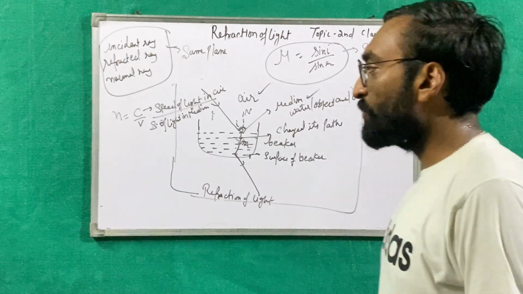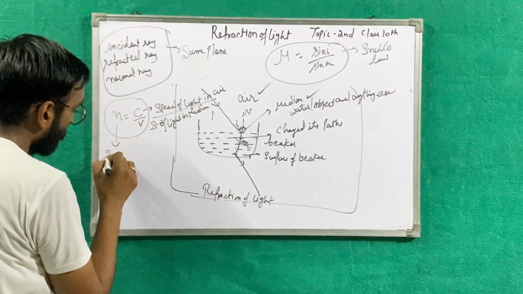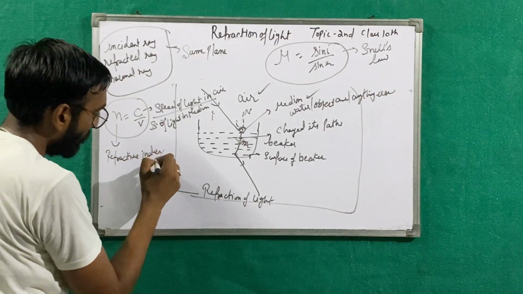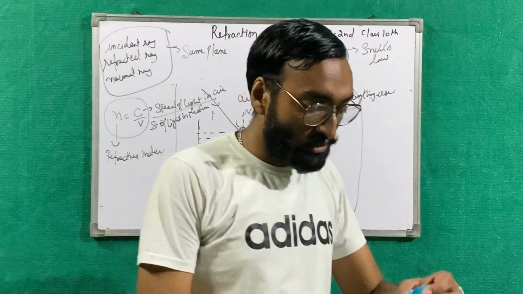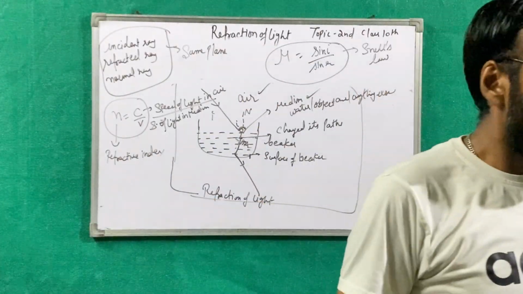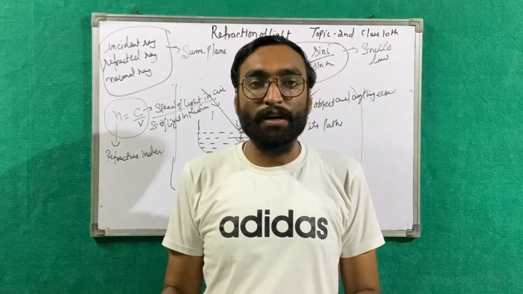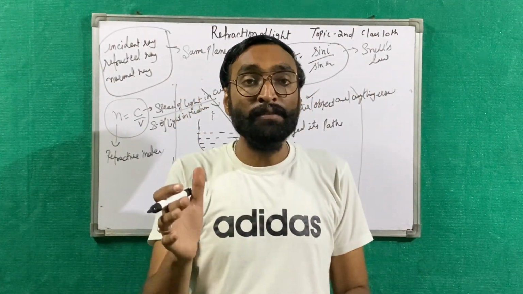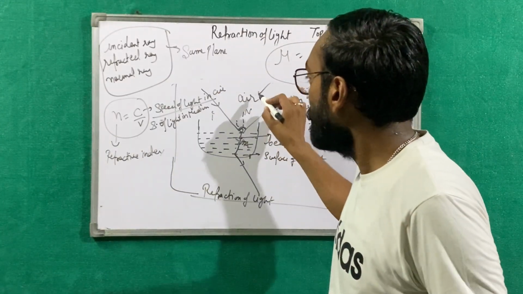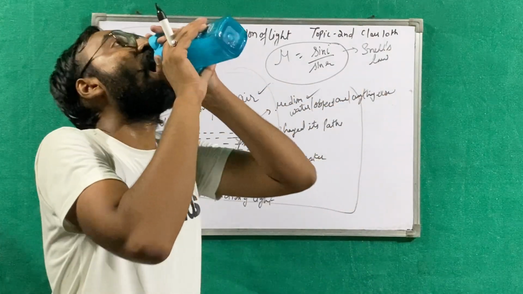Next we are going to do refractive index. This is an important part of this chapter, and we are going to do numericals of this topic also. So what is refractive index, and how does it work? Refractive index works in the positioning of the image, and this happens from medium to medium.